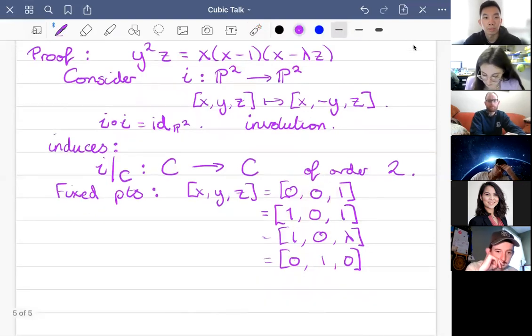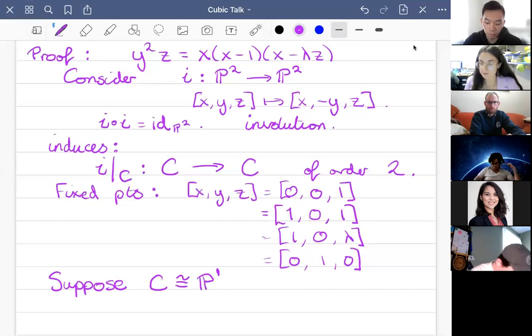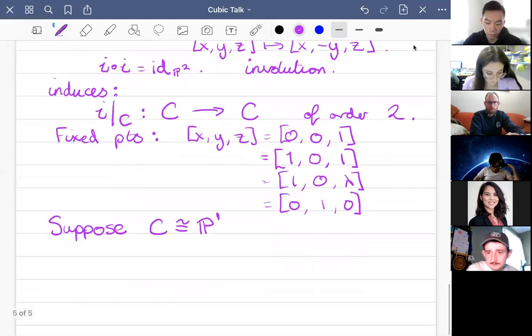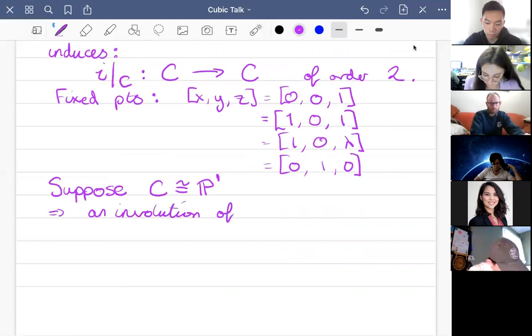So that's kind of cool. So I have this involution of C, which fixes 4 points. So now we suppose that C is rational. So if C was rational, that means it would be isomorphic to P1. But what does that mean? It means we've just written down an involution of P1 with 4 fixed points.